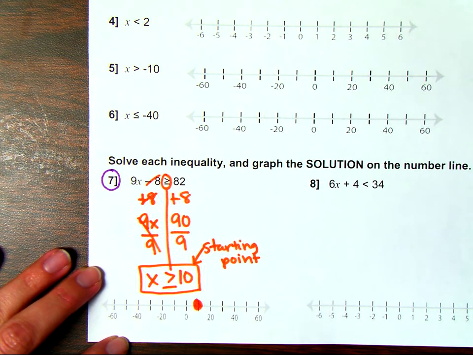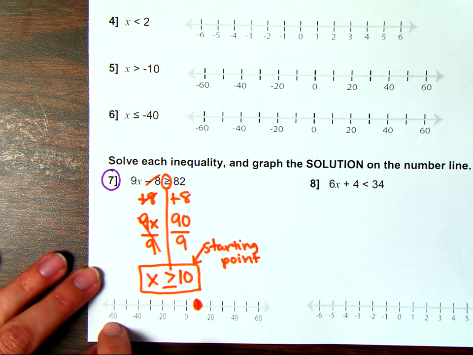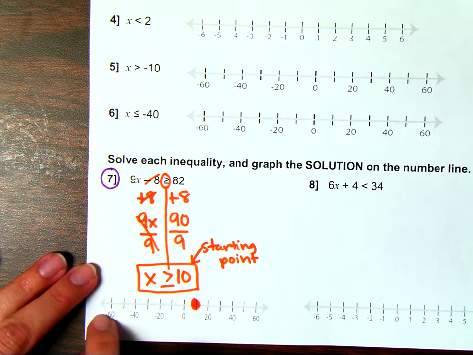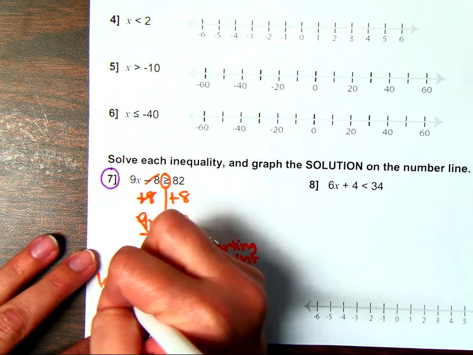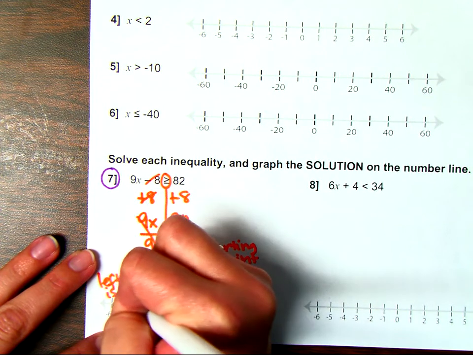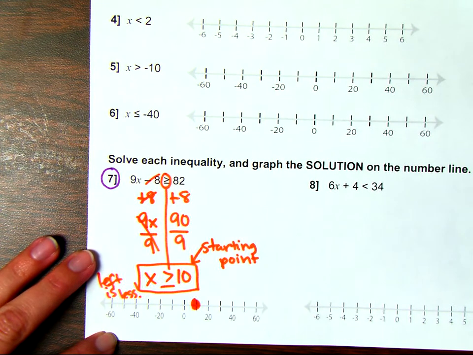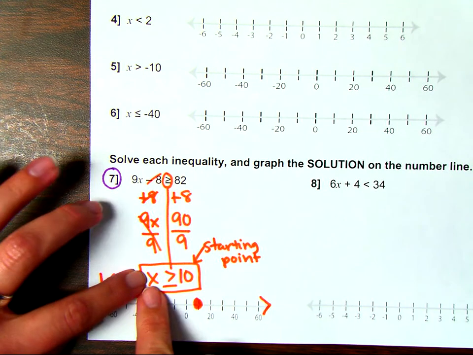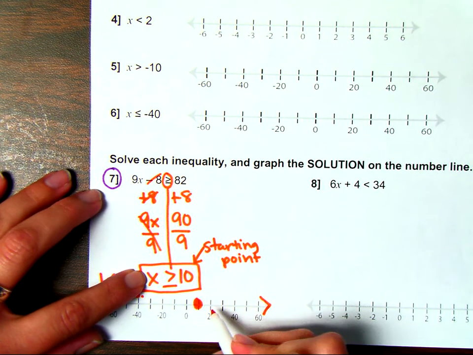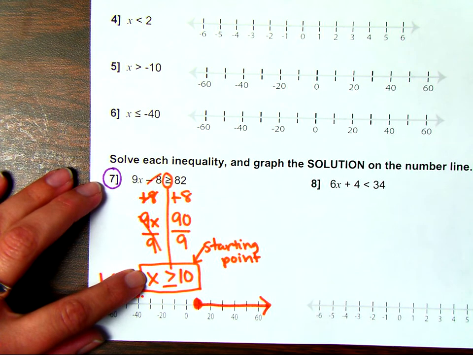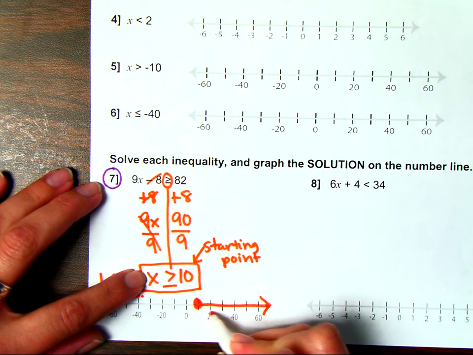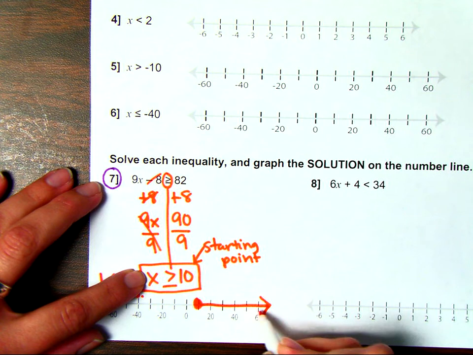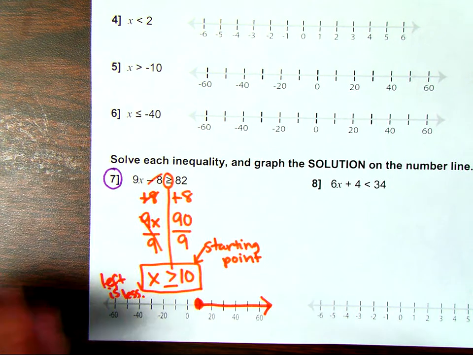Okay? And every number that is greater than 10, well, negative 60, negative 40, negative 20, and 0, those are all smaller because remember, left is less. Those are smaller numbers. So all the numbers that are greater than, well, again, my variable's on the left. There's my greater than sign, so I can just draw a line right there. Because 20, 30, 40, 50, and 60 are all values that are greater than 10.